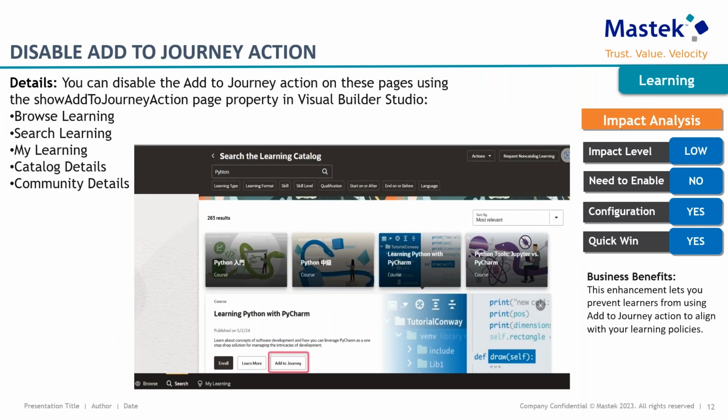The next update is disable add to journey action. Now when learners land on the course from catalog learning, they see that when they click on the course, there is an action button of add to journey. The same can now be hidden using customizations done in VBCS. This can entirely be removed at various pages like browse learning, search learning, my learning, catalog details, and community details. Again, this is by default enabled. There is no need for configuration to enable this, but if you want to hide this, there's a configuration as a customization in VBCS.